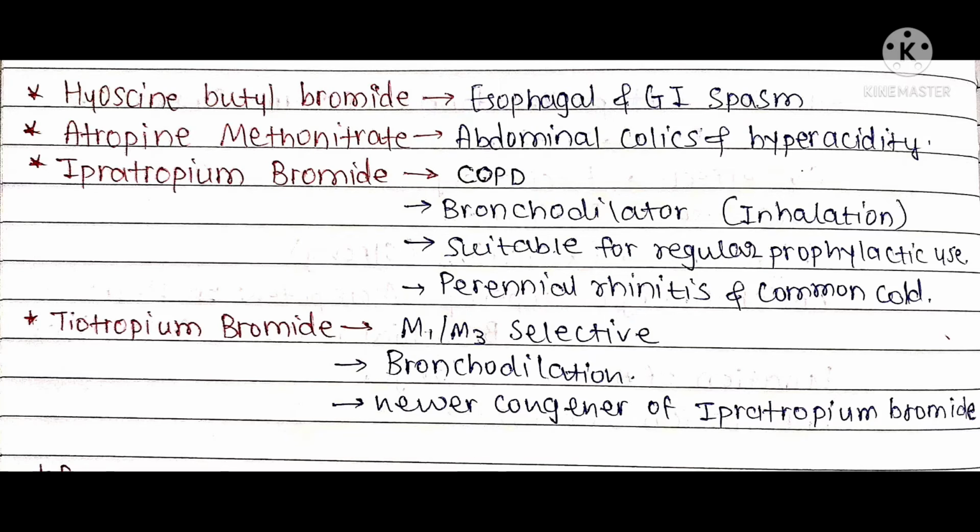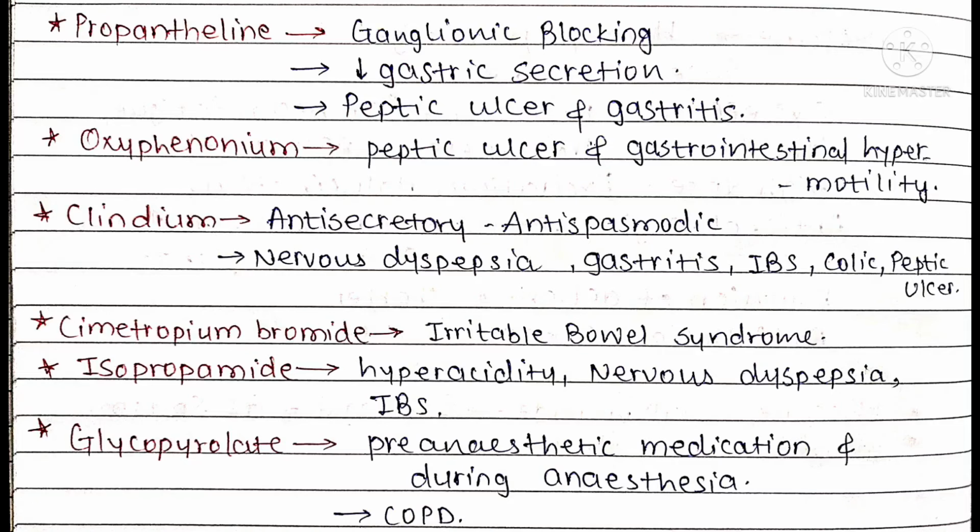Hyoscine butyl bromide is used in esophageal and gastrointestinal spasm. Atropine methonitrate is used in abdominal colics and hyperacidity. Ipratropium bromide is used in COPD, a bronchodilator, inhalational, and it is suitable for regular prophylactic use in perennial rhinitis and common cold. Tiotropium bromide is M1 M3 selective, a bronchodilator, newer congener of ipratropium bromide.